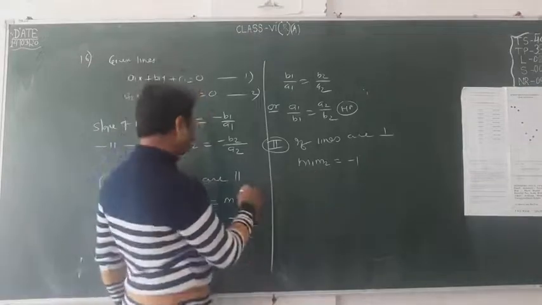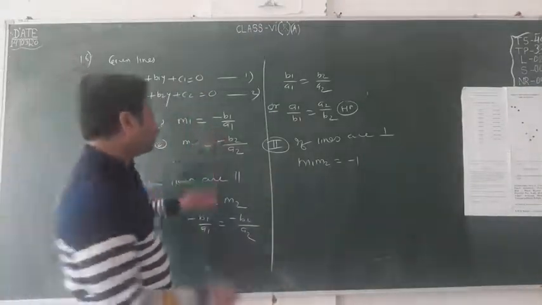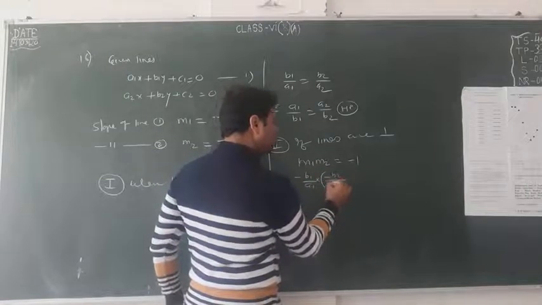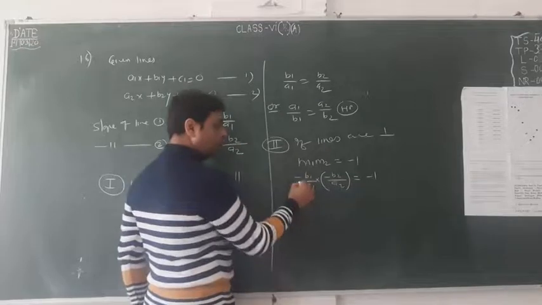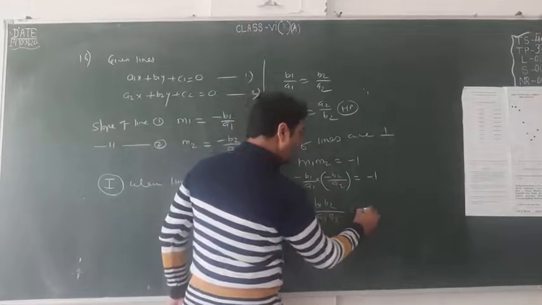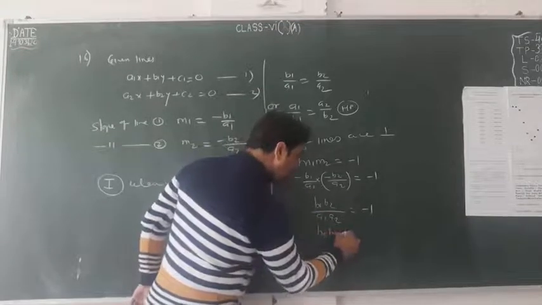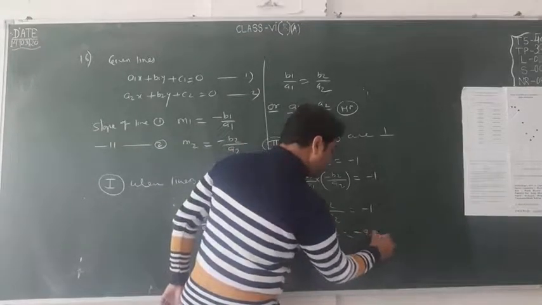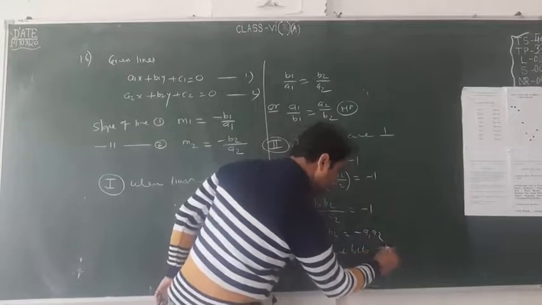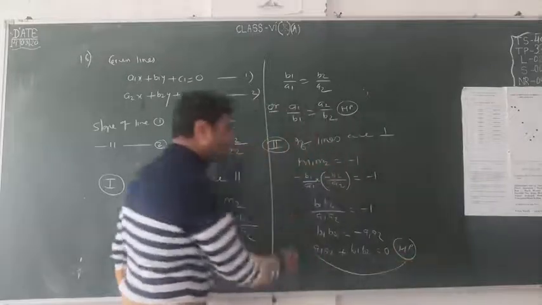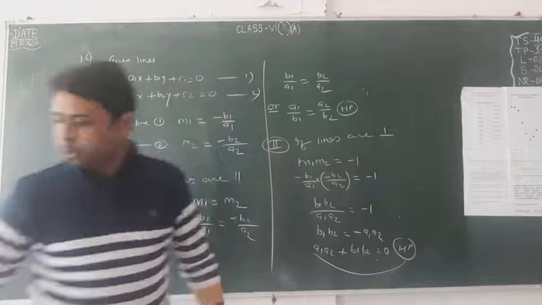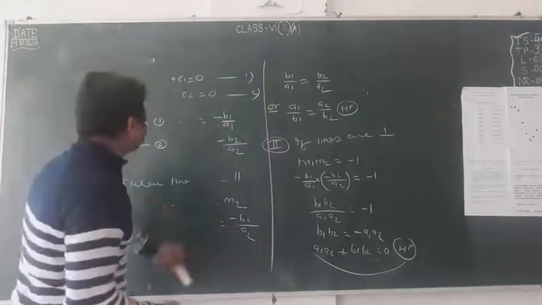m1 is equal to minus b1 upon a1, into minus b2 upon a2, is equal to minus 1. Minus and minus gives plus. So b1 b2 upon a1 a2 is equal to minus 1. So do cross multiplication and transfer a1 a2 to the left side, it's going to be positive. Hence proved. This is the second question done. This is first answer, this is second answer. So both requirements we have fulfilled. Hope you have got it, it was a very easy question.